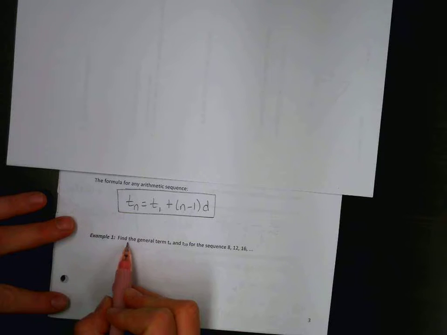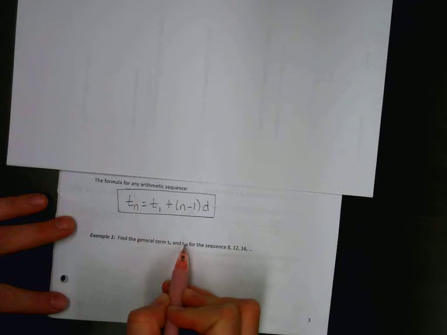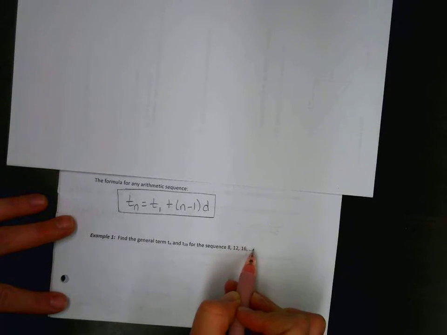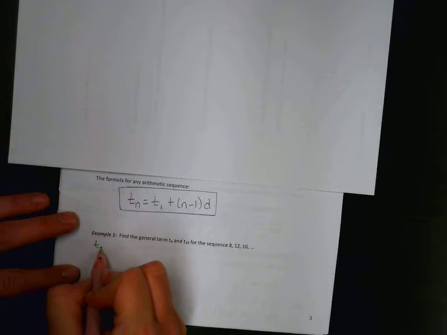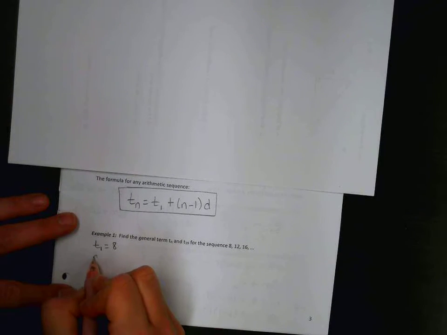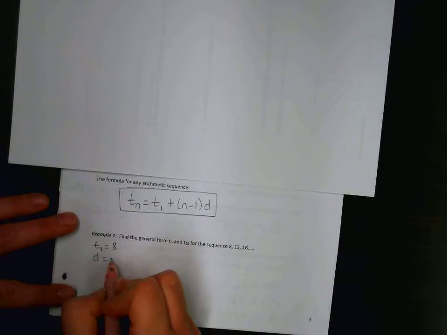Section 1.1. Find the general term t of n and the term t of 19 for the sequence 8, 12, 16. Well, let's look at this arithmetic sequence first and identify everything that we know about it. From this, we know that our first term, t of 1, is 8. By looking at the sequence, we can tell that our common difference is 4.